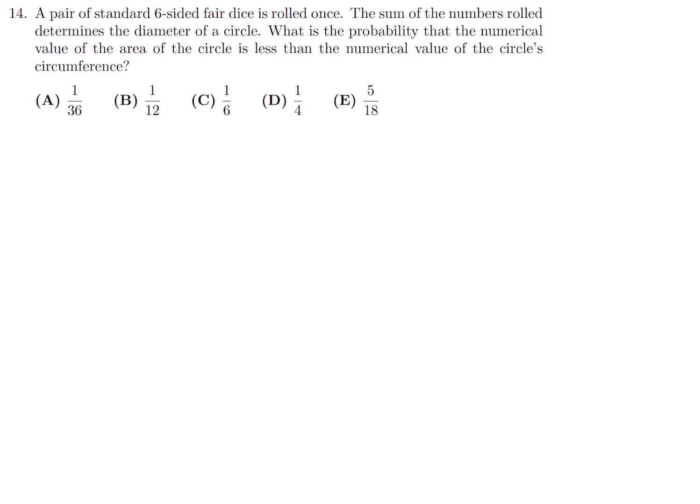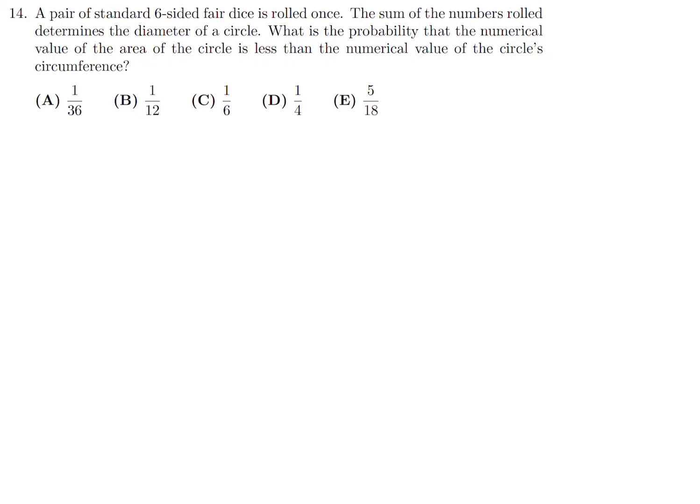A pair of standard 6-sided fair dice is rolled once. The sum of the numbers rolled determines the diameter of a circle. What is the probability that the numerical value of the area of the circle is less than the numerical value of the circle's circumference? Okay, so let's talk about that sentence right there.